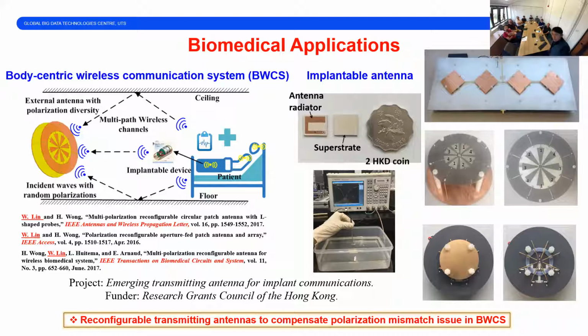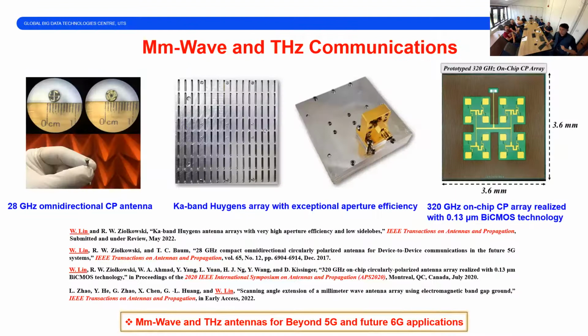So we developed the implantable antenna, which is a very simple PIFA antenna, and put it inside this muscle simulator liquid. It simulates the human muscle structure, and we put this one in the liquid to do the experiments. We developed a series of polarization reconfigurable antennas to address the polarization mismatch issue in this application. And also we did some millimeter wave and terahertz antennas.